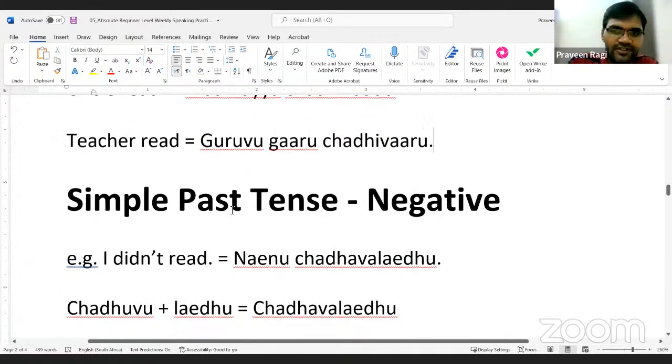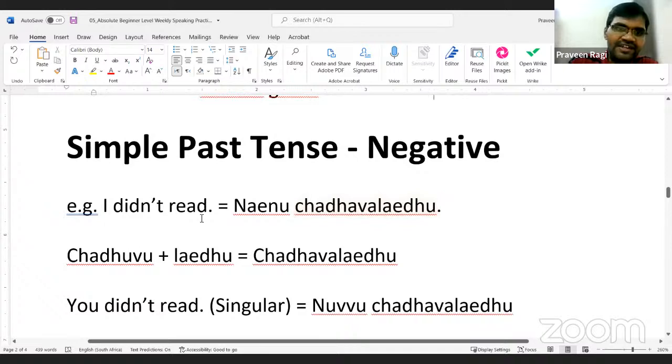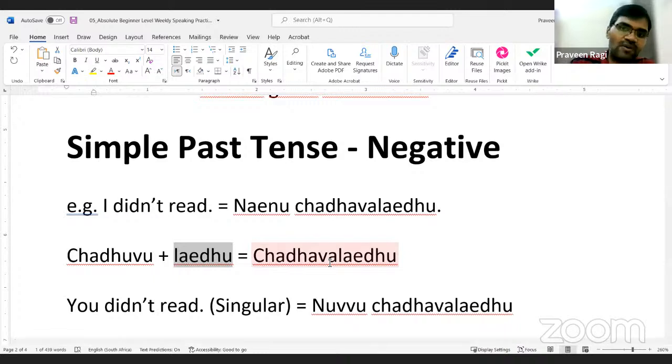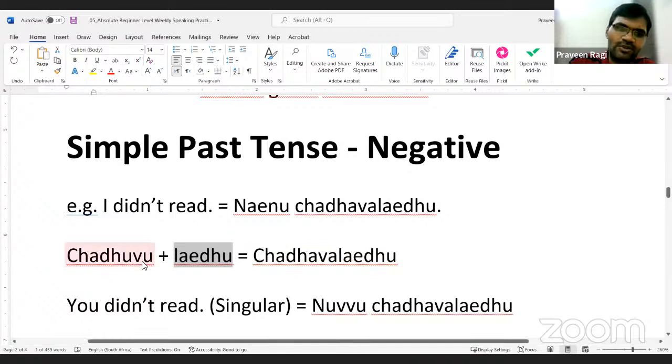Okay. So next one we have negative. I didn't read. Nenu chadavaledu. So what happens? Chaduvu plus this negative marker ledu becomes chadavaledu after combining. We don't say chaduvu ledu, we say chadavaledu in simple past negative form. Similarly, for any verb, you need to remove this u sound, then make it a, then add ledu.